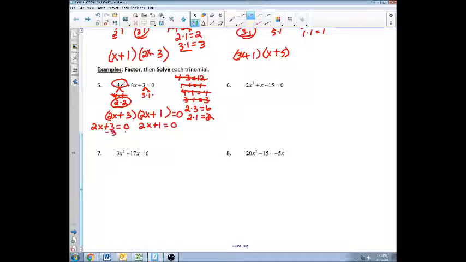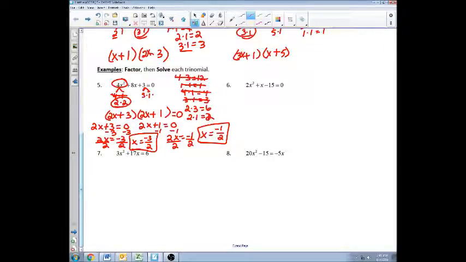I would subtract 3. That would leave me with 2x is equal to negative 3. Divide by 2, divide by 2. So x would equal negative 3 over 2. I need to subtract 1 here. So 2x would equal negative 1. Divide by 2, divide by 2. So x would equal negative 1 over 2. And those are my two answers. All right. So now we're actually solving for x.